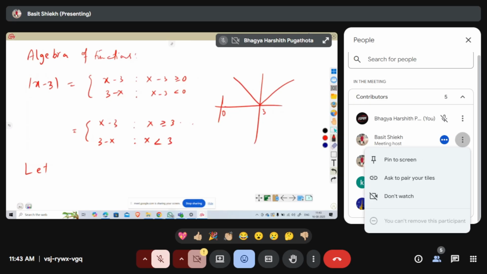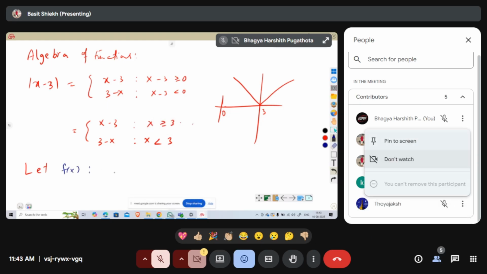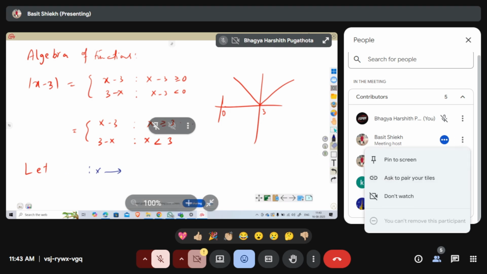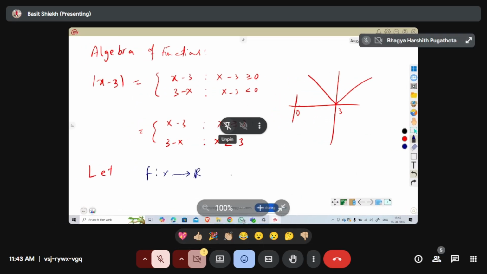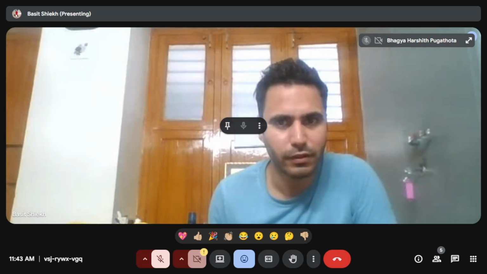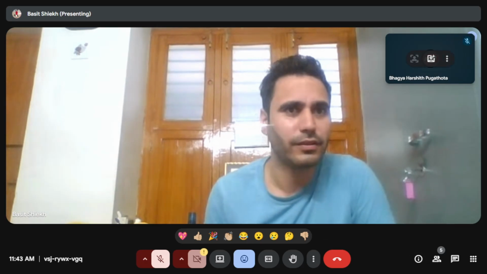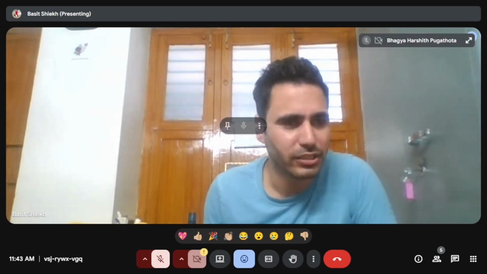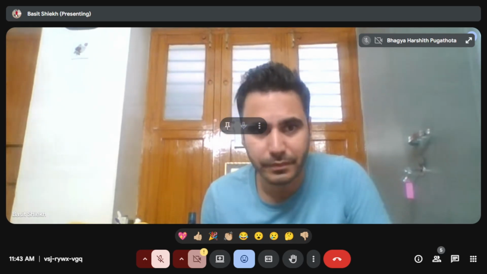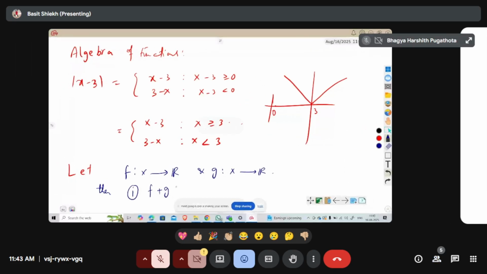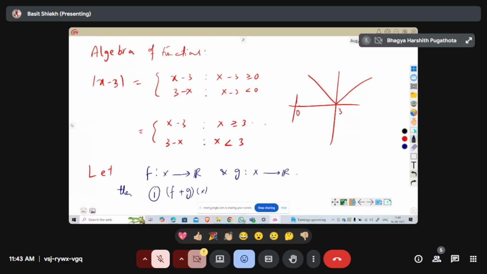Algebra of functions. Let f be defined from X to R, and g is also defined from X to R. Then we have f plus g defined from X to R. f plus g is written as f of x plus g of x for all x belongs to X.